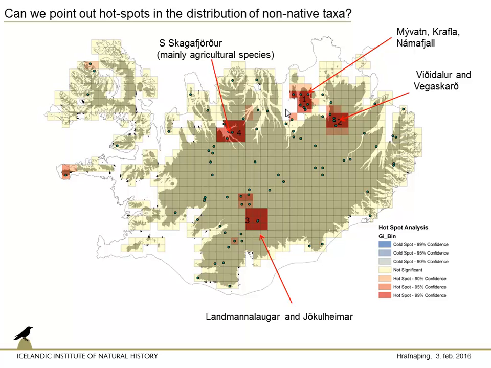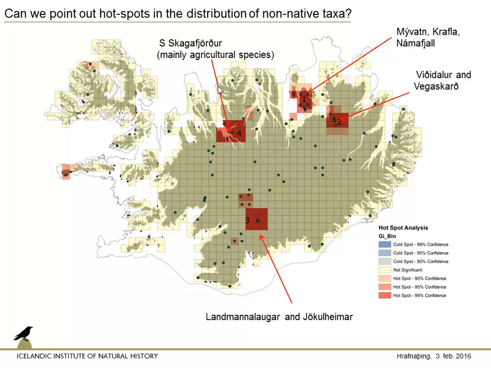So we can point out at least several statistically significant clusters, spatial clusters within the highland areas. The first is Mývatn area, Krafla and Námafjall. We can see that this region was pointed out by the analysis as a hotspot with 99% confidence. The same we have here, Víðidalur and Vegaskarð. Here the species are also spreading quite heavily. Then Landmannalaugar and Jökulheimar. So these are the, well, touristic attractions within the highland areas.